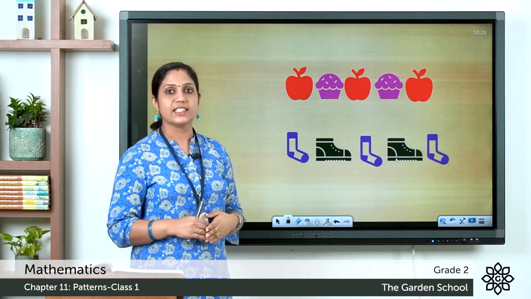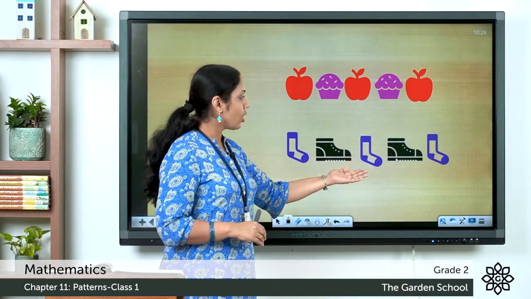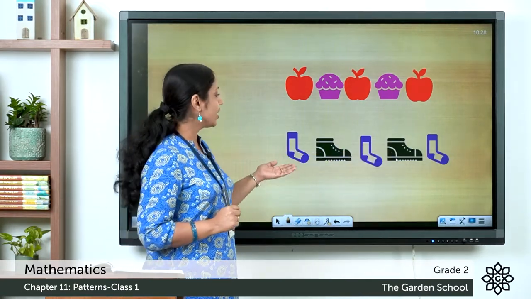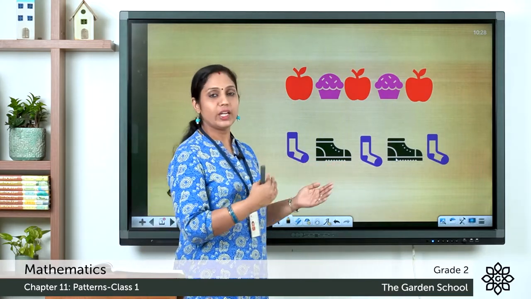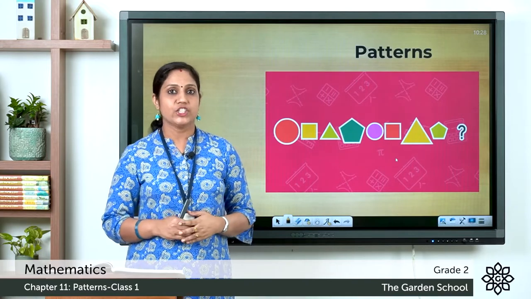Now look at the next example. You can see a sock, shoes, sock, shoes, and again a sock. So here also you can see the objects are repeating at regular intervals. So this is what a pattern is. Now let's have a look at these shapes.